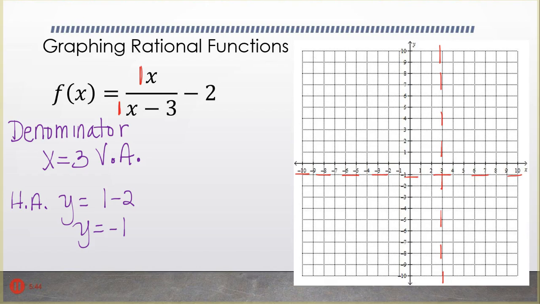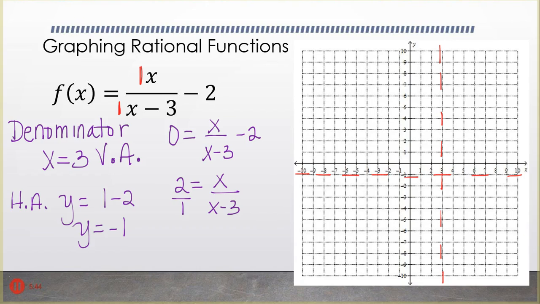So now let's find our roots, or our x-intercepts. The definition of x-intercept is the x value when y is 0. So I'm going to set this up as an equation. 0 equals x over x minus 3, minus 2. And let's solve this for x. First I'm going to add the 2.